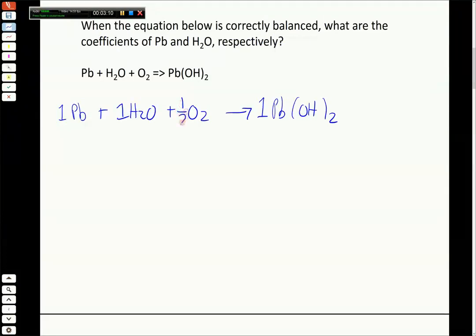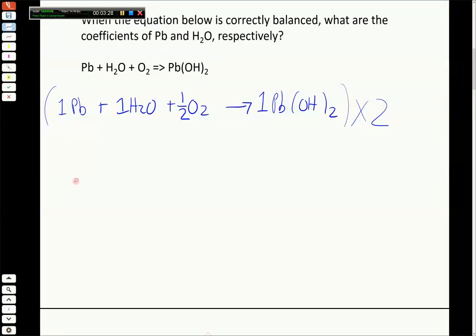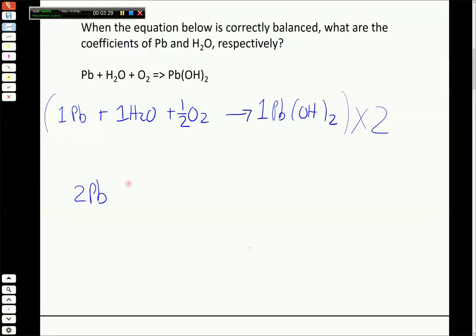So that is a correct balanced form of this chemical equation, but as I said, when we're answering questions on Blackboard, assume, unless we tell you otherwise, that you want to use whole number coefficients. So since we have a fraction here of 1/2, we need to double every coefficient to get rid of that. And so the final form of our chemical equation is 2 leads, 2 waters, 1 O2 to get rid of that fraction, forming 2 lead hydroxides, Pb(OH)2.